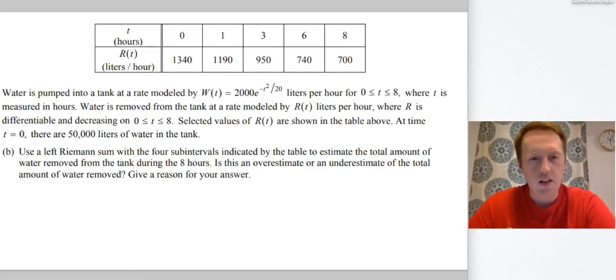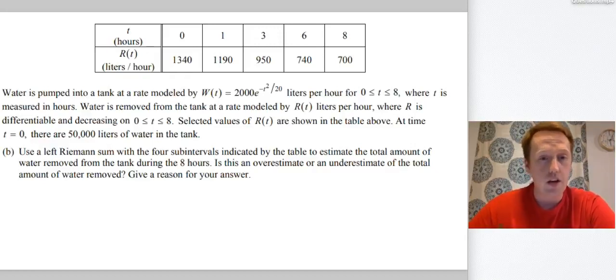All right, now all the annotations are gone, but remember what we talked about: rate in, rate out, initial value. R is decreasing and differentiable. Use a left Riemann sum with the 4 subintervals indicated by the table to estimate the total amount of water removed from the tank during the 8 hours. Is this an overestimate or an underestimate of the total amount of water removed? Give a reason for your answer.